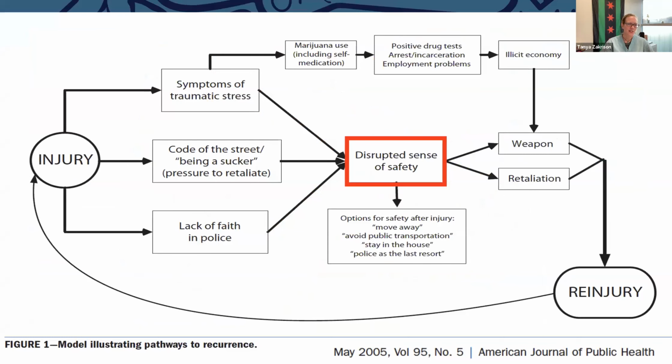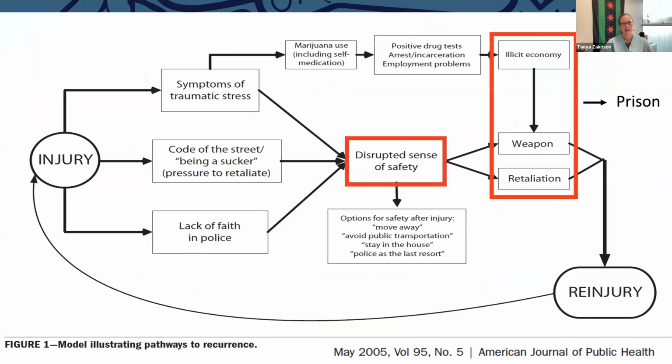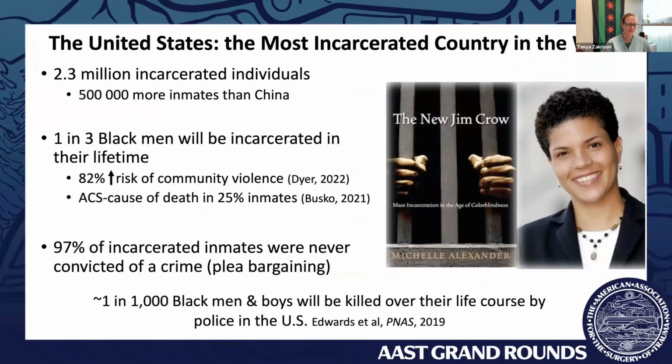John Rich has an interesting theoretical model of how injury leads to re-injury, especially with firearm violence. At the center of that is a disrupted sense of safety, and that will inevitably also lead to prison and incarceration. I don't need to remind anyone on this call that the United States is the most incarcerated country in the world. It's the most unfree country in the world. And it's also highly incarcerated on a racial level.